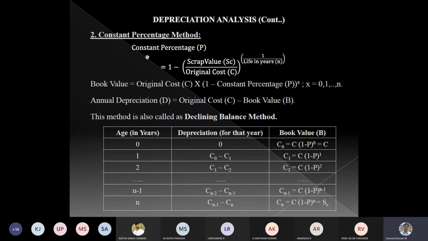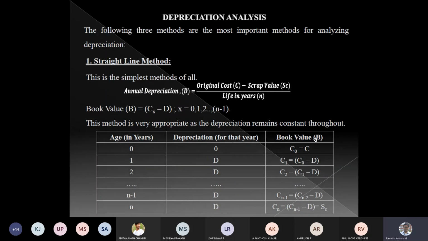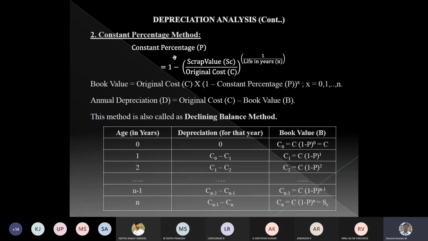So once we find the constant percentage P, we will find 1 minus P, then 1 minus P into original cost will be the book value. Remember, in the previous case, we found the depreciation, then we found the book value. How did we do that? Original cost minus the D will be the book value of that year. In this case, we'll find P, which will be constant. The constant percentage will be constant throughout.